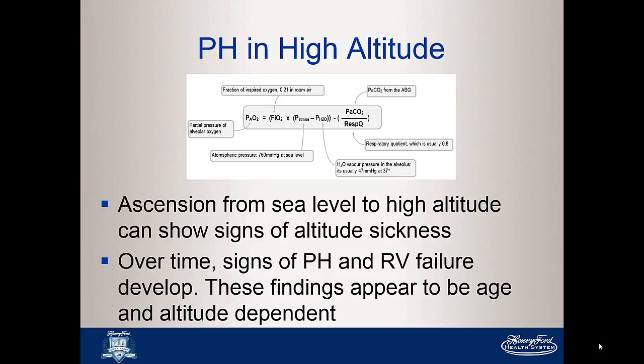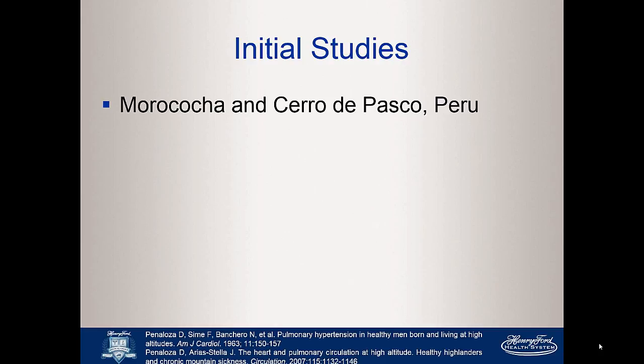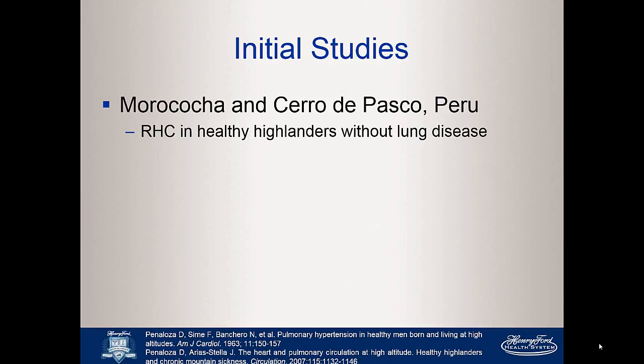Ascension from sea level to a high altitude can show signs of altitude sickness both acutely and chronically, and over time PH that develops can lead to RV failure. The initial studies were done back in the 60s, right after the Swan-Ganz catheter was patented, and they were done in 2 cities in Peru, looking at right heart cath data in healthy Highlanders without any sort of lung disease, non-smokers, no occupational exposures, any of that. The 2 cities existed in an elevation of 4,500 meters and 4,300 meters.